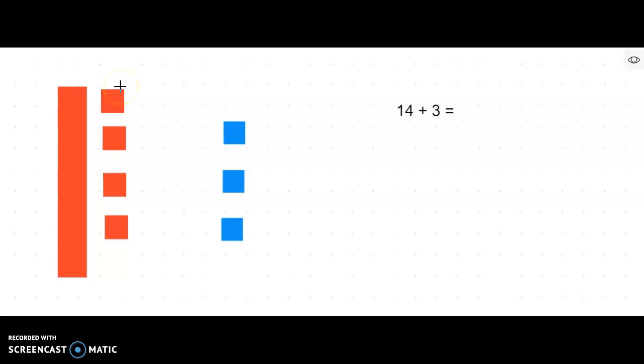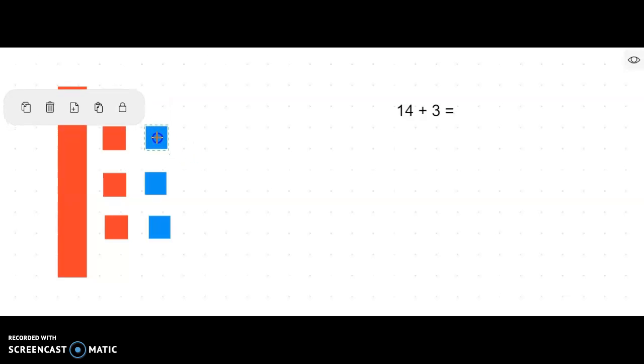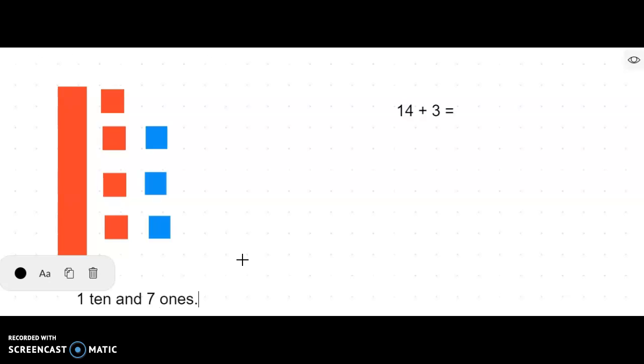Ready? Okay. 1, 2, 3, 4, 5, 6, 7. How many ones do I have? Yep, I have 7 ones. So when I add these 3 ones to the 4 ones I already have, I end up with 7 ones. And then I have 1 ten here. So in total, I have 1 ten and 7 ones. What's 1 ten and 7 ones?